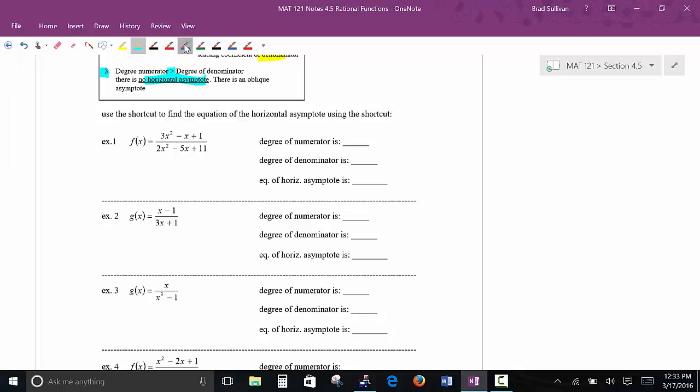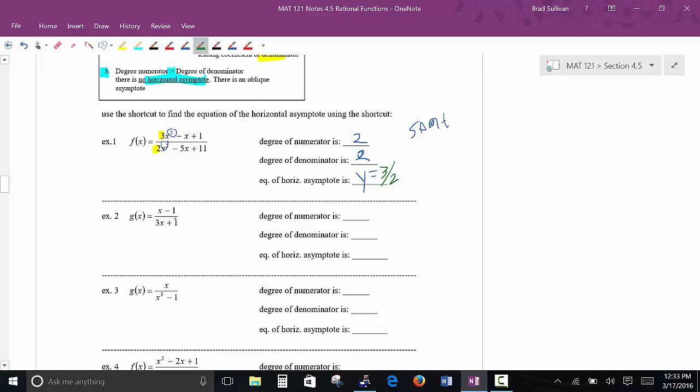Okay, so what is the degree of the numerator on example 1? 2. It's the highest exponent. What's the degree of the denominator? 2. Did I just say 2? Yes, 2. Okay, they are the same. So that means the answer is y equals, and what you do is you look at the leading coefficients. So what is it? Good, 3 halves. So y equals 3 halves is it. Problem done. Okay, that's important when you're dealing with rational functions.